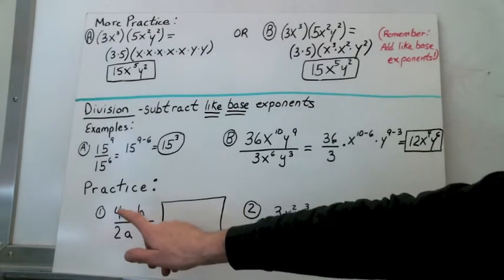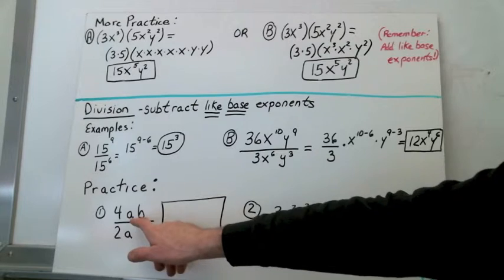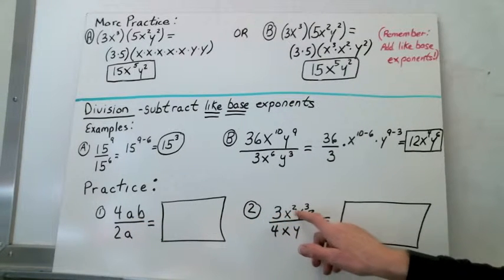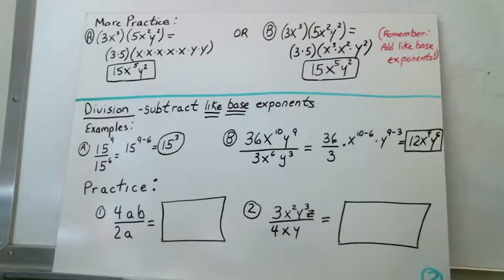One last thing. Let's take a look at a practice problem. We have 4ab divided by 2a, and we have 3x squared y to the 3rd z divided by 4xy. I want you to try this.